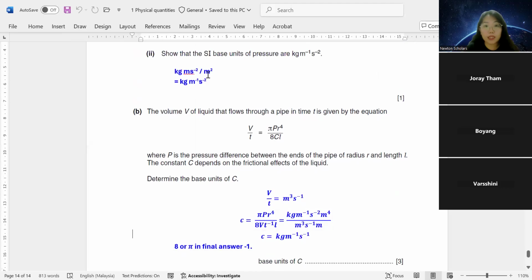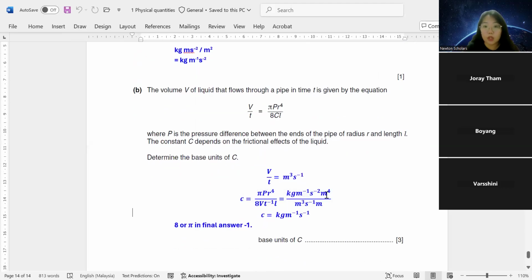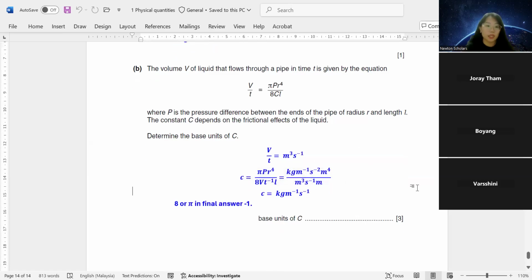Pressure is already proved in question A2 here. R is the radius? Yes, radius, so m to the power 4. Volume m cubed. Time s to the negative 1, and the length L is in m. Okay, any question?